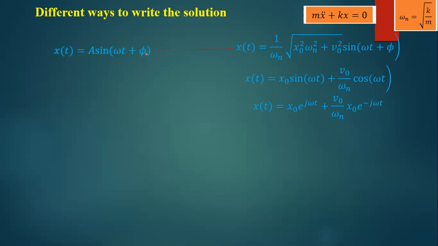Someone can write it in this form: A sine omega t plus phi, which is equal to this term by solving the initial value part, we can get this equation. Sorry, this is not a bigger bracket, it is a bracket like this. Again, another person can write it like this in both sine and cos terms. That is equivalent to this solution by substituting the initial values.